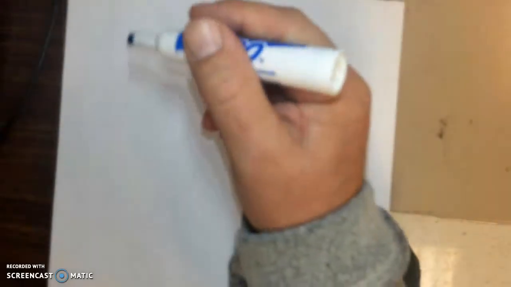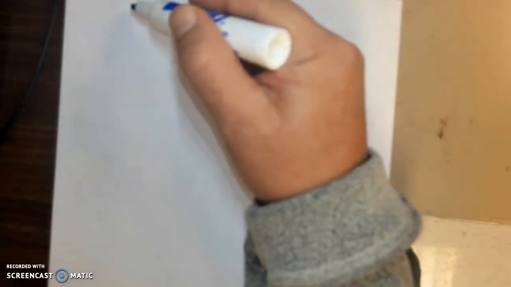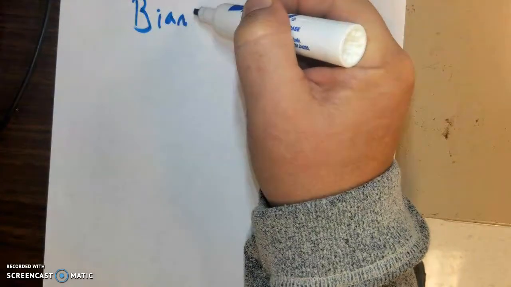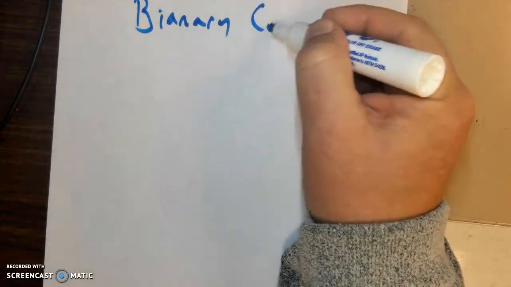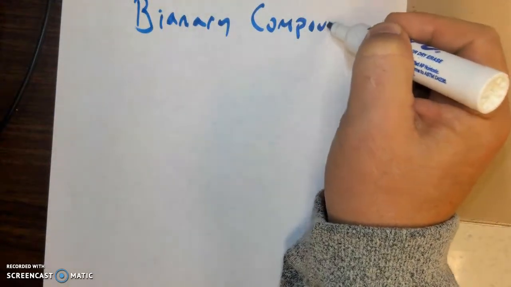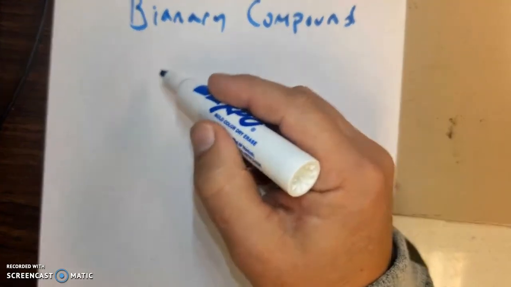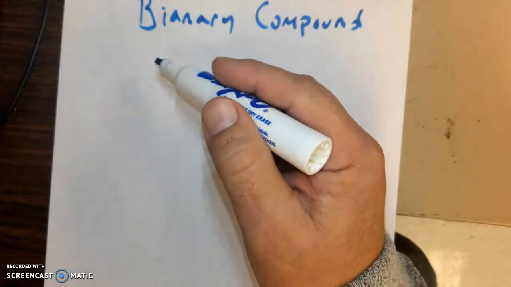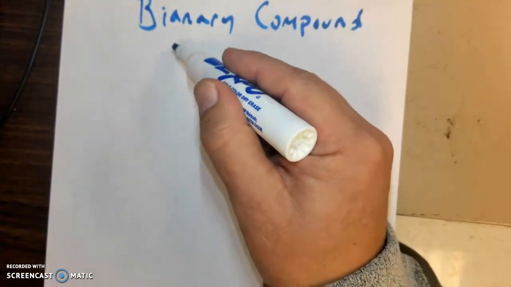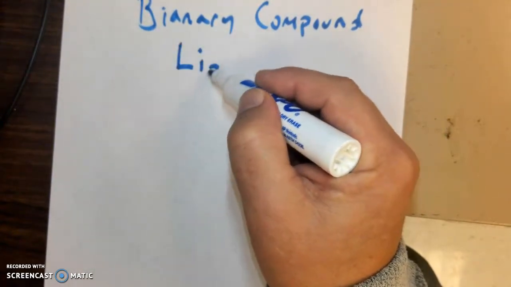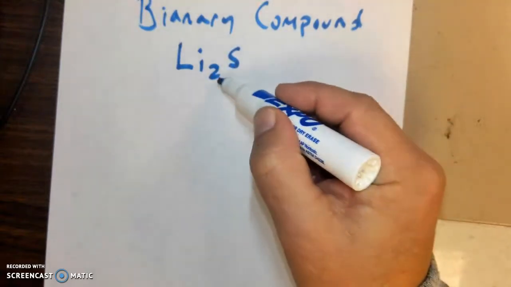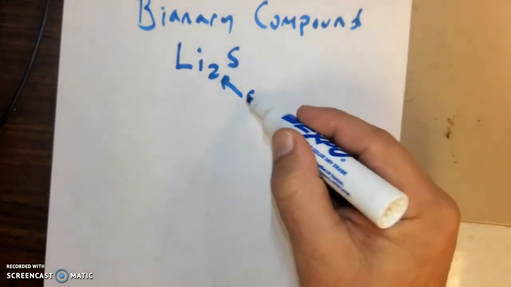Okay, so you should be watching this video if you know what a binary compound is. And if you watched the video when I explained what that is, you know it's when two elements come together. If you watched the video where I explained what a subscript is, okay, that's a subscript. That number right there is a subscript.